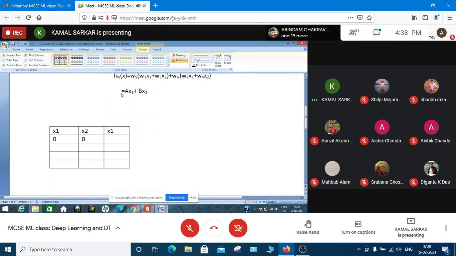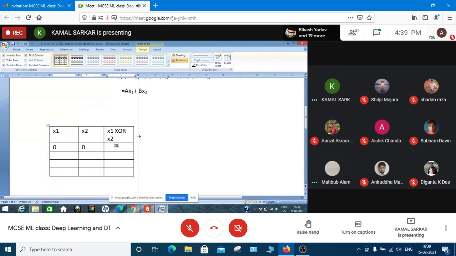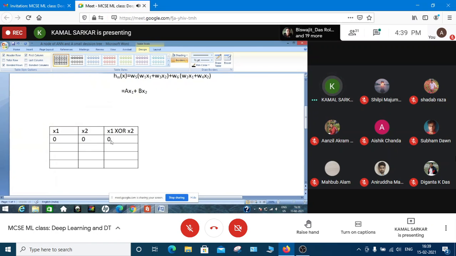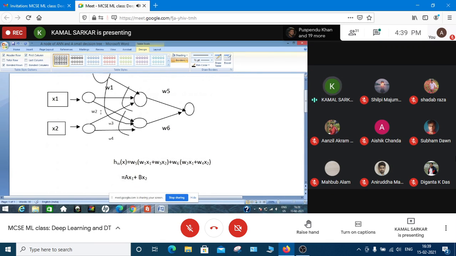The output should be 0. Now it is 0, 1. It should be 1. Then 1, 0 gives 1. And 1, 1 gives 0.